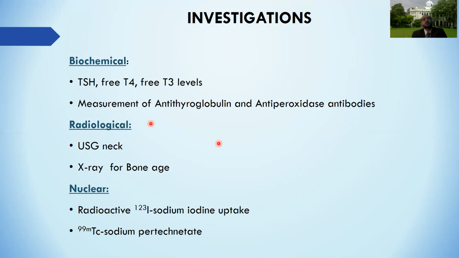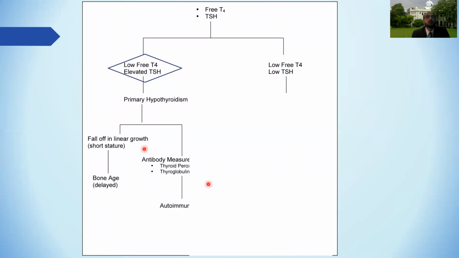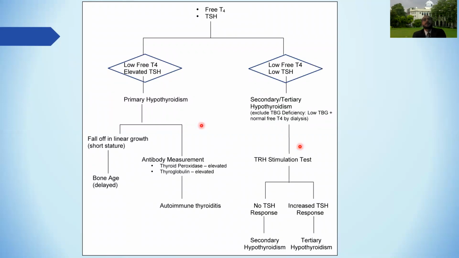So how do we reach a conclusion of primary versus secondary hypothyroidism? If free T4 is low but TSH is elevated, this is a case of primary hypothyroidism. However, if both are low, this would suggest a central cause, either secondary or tertiary hypothyroidism. If it is primary hypothyroidism, there is a delay in the bone age. They would present with short stature because they would fall off in the linear growth. And in other cases where it is more abrupt, more subacute, you want to do antibody levels to look for autoimmune thyroiditis. When both are low, either secondary or tertiary, you want to differentiate between a problem at the level of the hypothalamus or at the level of the pituitary gland.